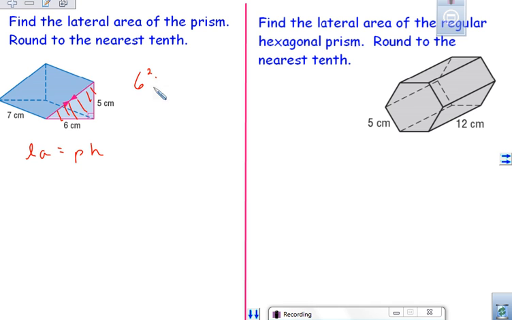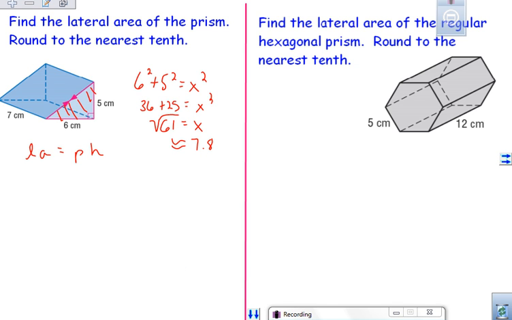So we see 6 squared plus 5 squared equals x squared. So that's 36 plus 25 equals x squared. And we get 61 equals x squared. So x is going to equal the square root of 61. So this length here is the square root of 61. And I'm going to round that to the nearest tenth. So that is approximately 7.8.